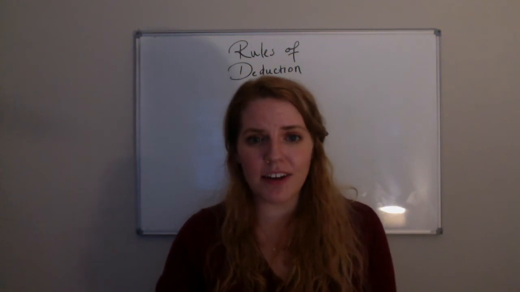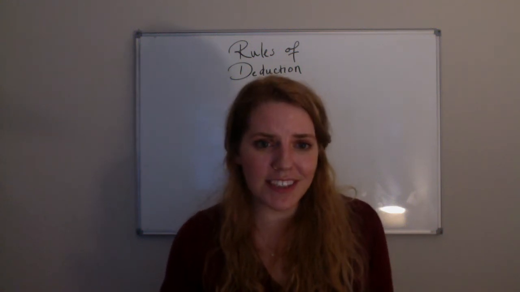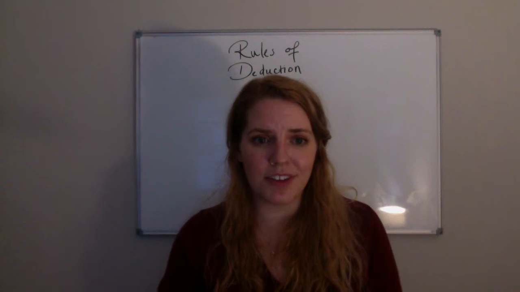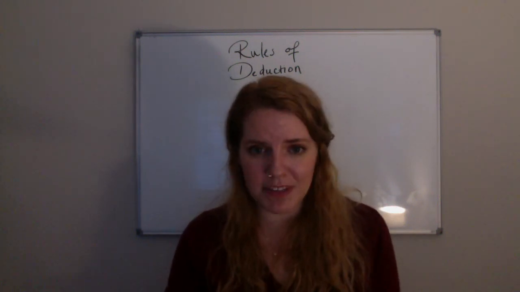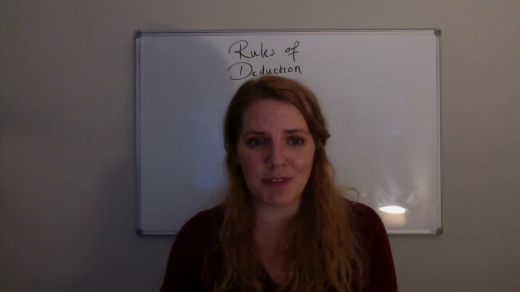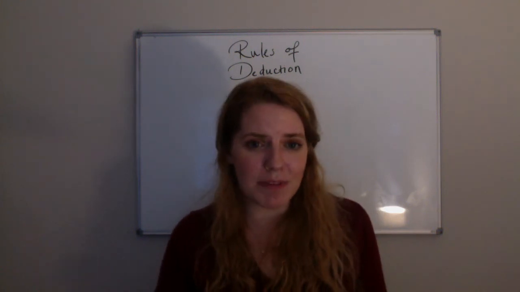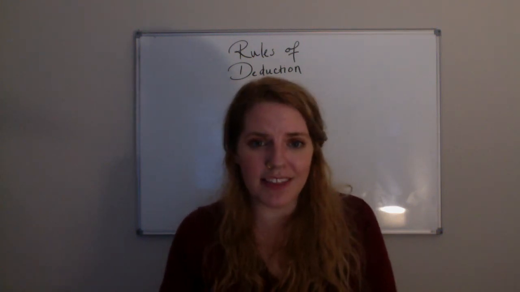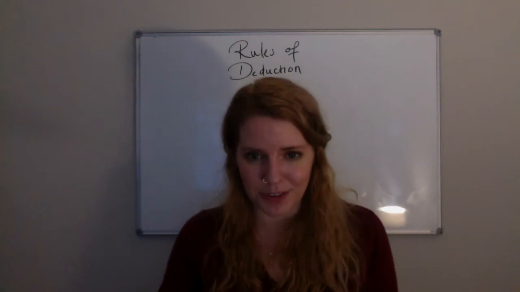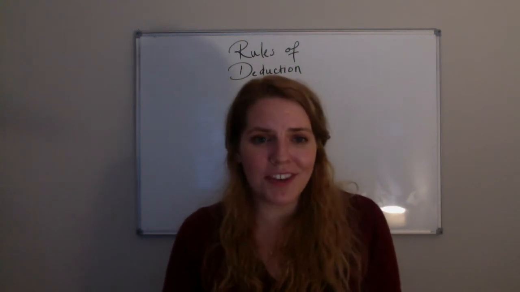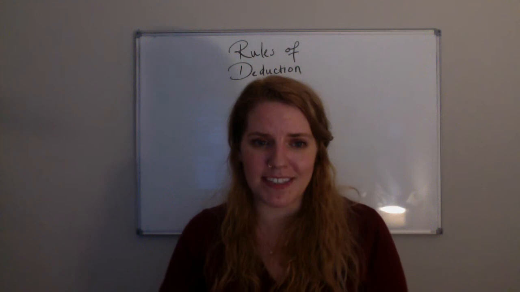Well, in a valid argument, we use rules of deduction to get from our premises to our conclusion. Remember that in a valid argument, it's impossible for the premises to be true and the conclusion to be false. So if the premises were true in a valid argument, then the conclusion would also have to be true. In a valid argument, the conclusion just follows from the premises.